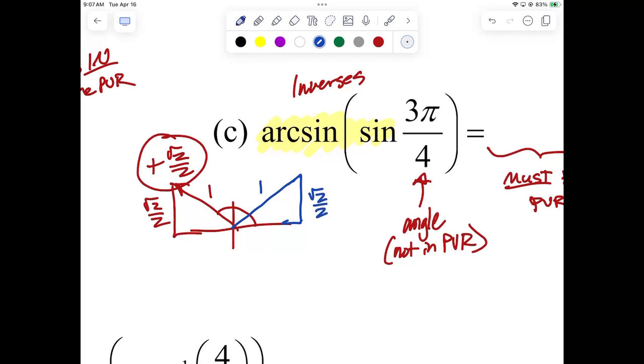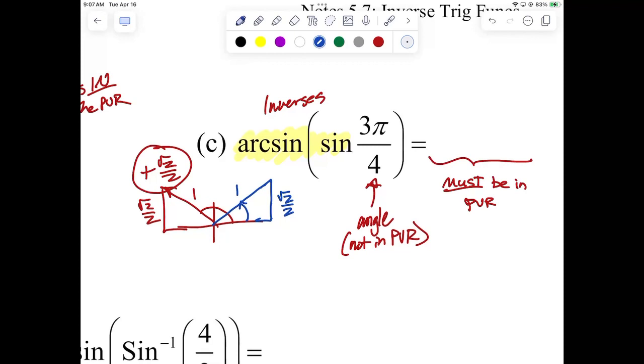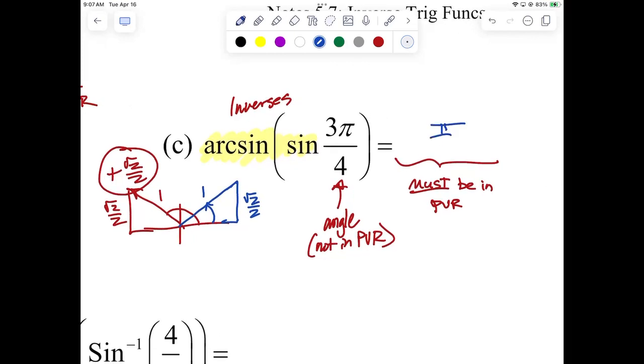They have the exact same sine ratio then, don't they? What's the angle in the PVR that has the same sine as the angle in quadrant 2? Pi fourths. So that's how we do it.